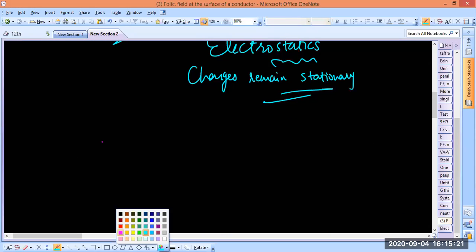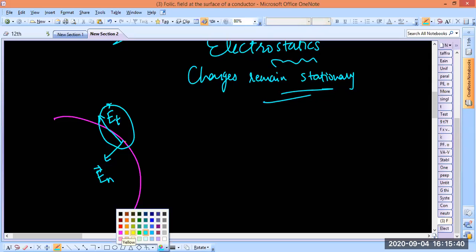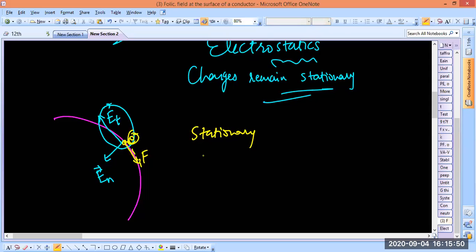Again, very quickly, this is the surface, and the electric field has two components. Suppose like this. Then because of this component of the field, the electron will start moving parallel to the surface like this. So this electron will go that way, but we are assuming that everything should remain stationary, so this is wrong. The assumption must be wrong.